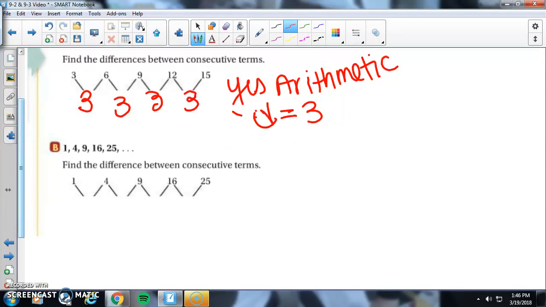Now look at the difference between 1, 4, 9, 16, and 25. 4 minus 1 is 3. 9 minus 4 is 5. We can stop there because the two differences are not the same, so this is not an arithmetic sequence.